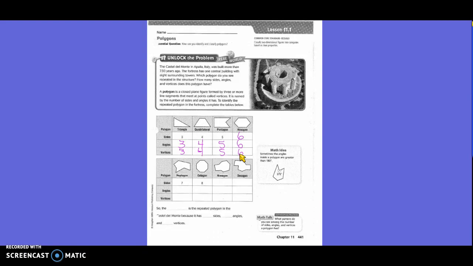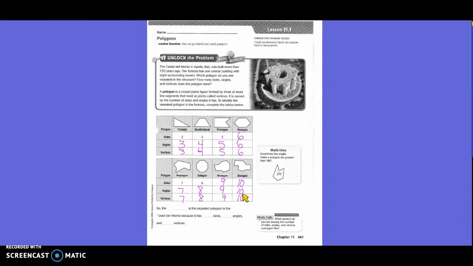Okay? Then we have a heptagon. How many sides does a heptagon have? 7. Angles? 7. Vertices? 7. Octagon? Angles? 8. Vertices? 8. A nonagon? 9. Angles? 9. Vertices? 9. Decagon? 10. Angles? 10. Vertices? 10. So the blank is the repeated polygon in the castle.